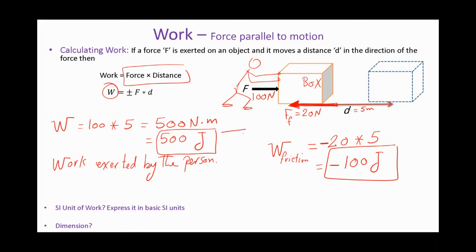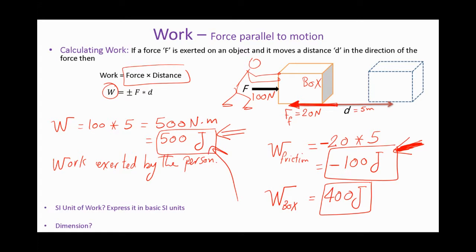So now you, or the person, exert 500 joule. But 100 joule of them were lost because of the friction. So what's the leftover? 400 joules. So this is the work delivered to the box. The work delivered to the box is the 400 joules. Why? Because you exert 500 and you lost 100, so the leftover is 400.